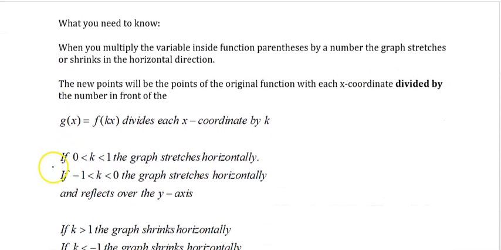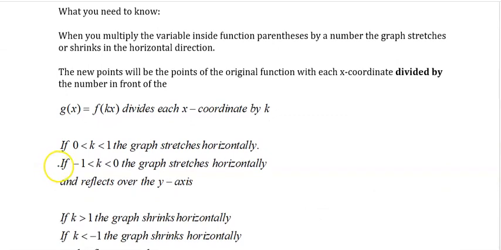So here is the summary of what you need to know. When you have a number, and if it's just a negative sign, it means that number is a negative 1. In front of the x, you take the points of your original function and divide each x-coordinate by that number, keeping the y-coordinates the same. The effect will be, if that number k is a fraction less than 1, it will stretch the graph, because when you divide by a number less than 1, your quotient is bigger than the number you started with.